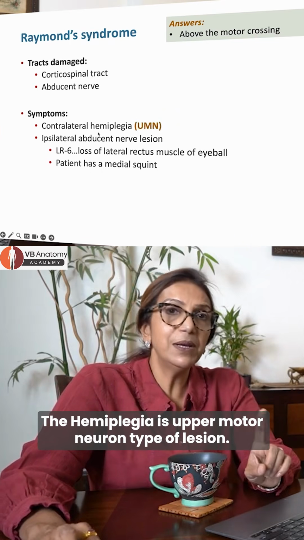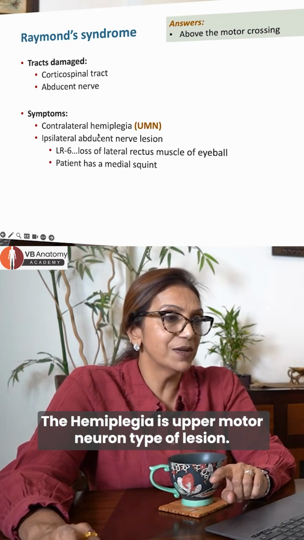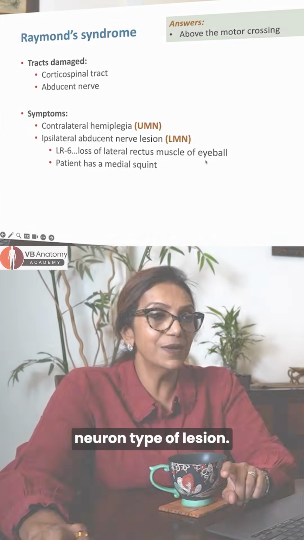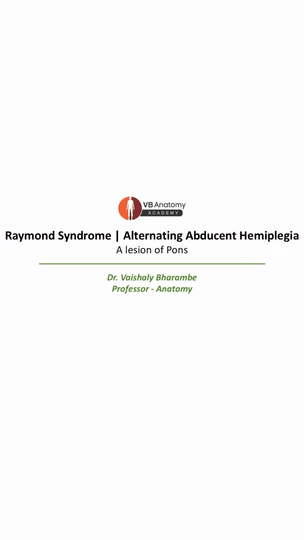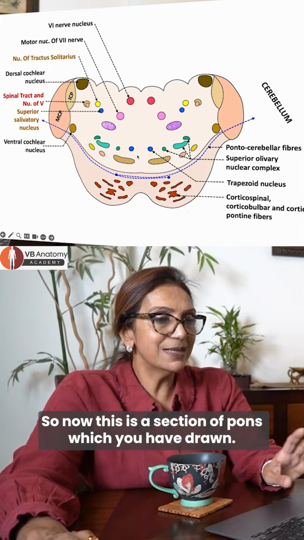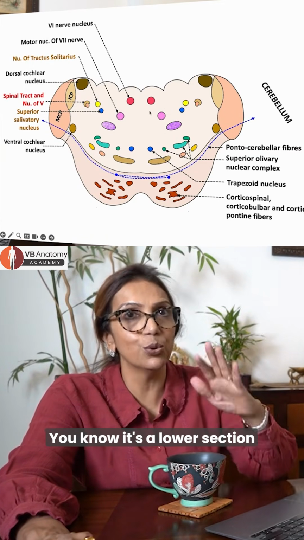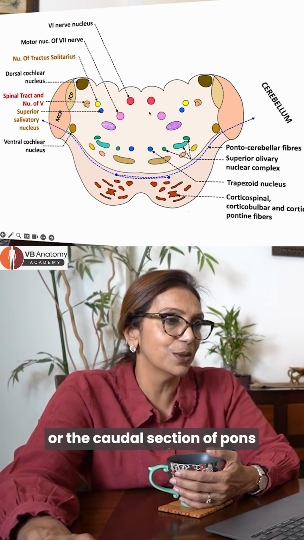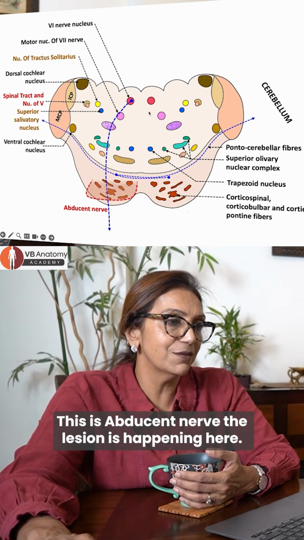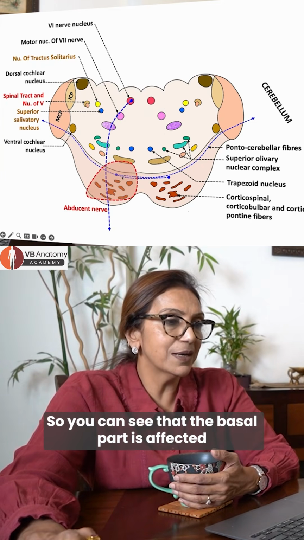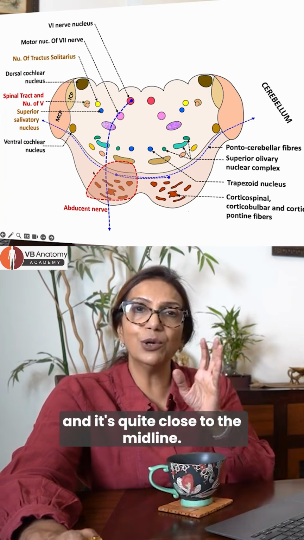The hemiplegia is an upper motor neuron type of lesion. The abducent nerve lesion is a lower motor neuron type of lesion. Come. So now this is a section of pons which you have drawn. Considering the shape, you know it's a lower section, or the caudal section, of pons. This is the abducent nerve. The lesion is happening here. So you can see that the basilar part is affected and it's quite close to the midline.